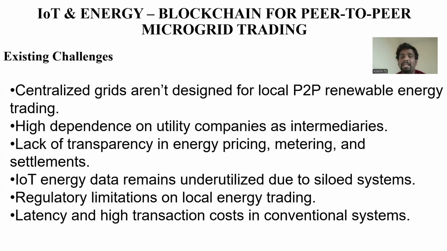Today, we rely heavily on utility companies as intermediaries. Energy pricing, metering, and settlement lack transparency. Even though IoT devices generate useful energy data, it usually remains stuck in separate systems. There are also regulatory limits on local energy trading, and conventional systems have issues like delays and high energy transaction cost.